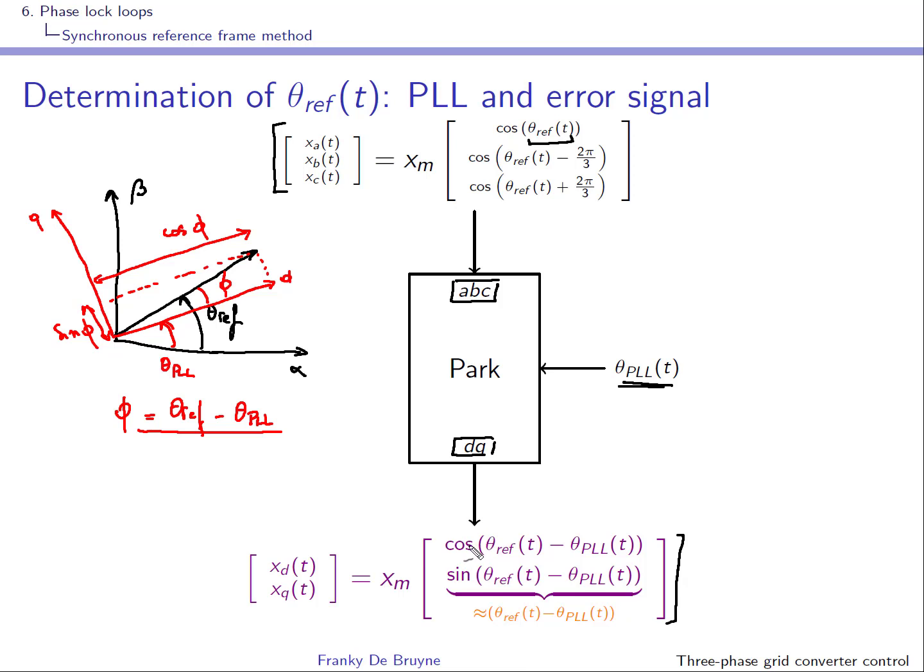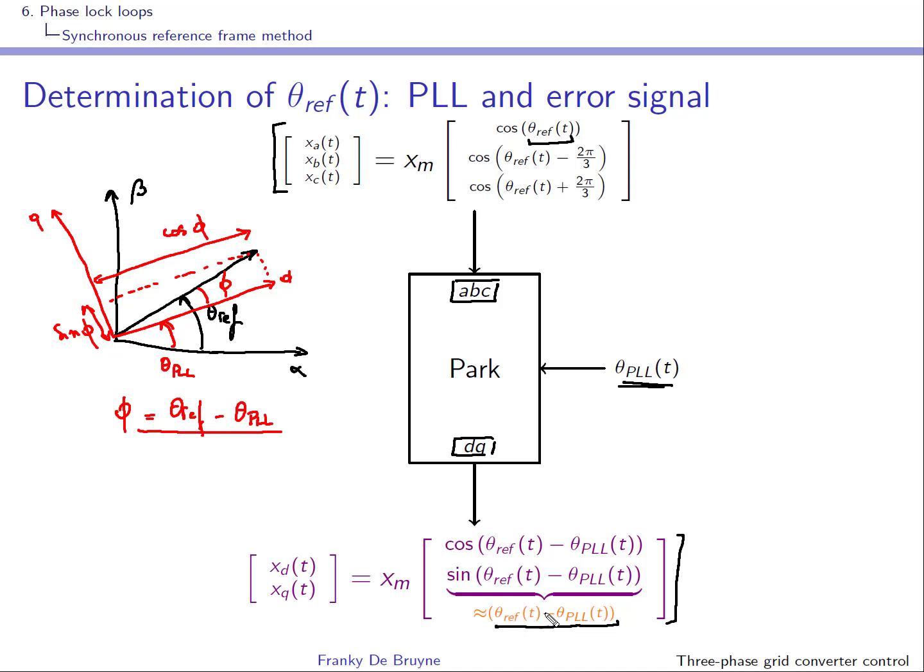So I have a cosine of the difference and a sine of the difference. If my PLL angle is close to my reference angle, I can approximate this sine by what is inside of the sine, which is only the difference between the two angles times the amplitude. And this looks a lot like what we had before.